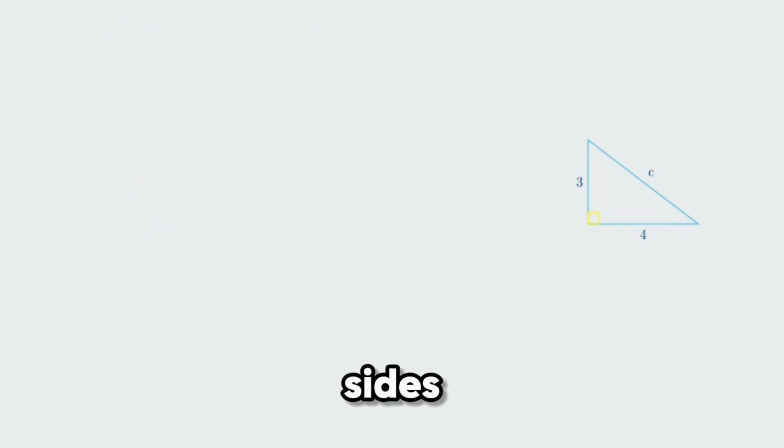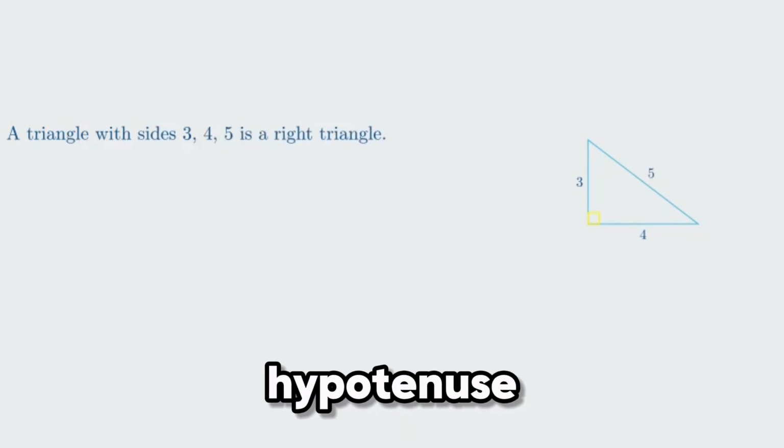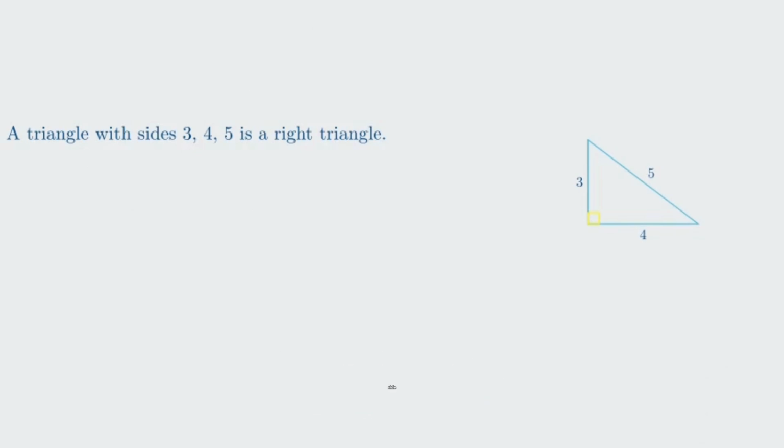This triangle, with sides 3, 4, and 5, is a very famous example of a right triangle. Notice that the hypotenuse, 5, is indeed the longest side. That example was easy because the answer was a whole number. But what happens when the answer isn't so clean?